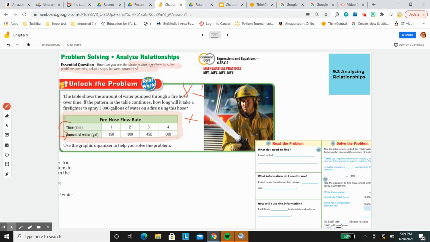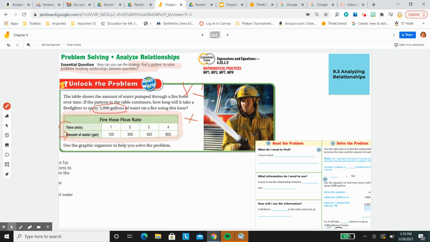So let's read the question to see what this actual question is about. It says the table shows the amount of water pumped through a fire hose over time. If the pattern in the table continues, how long will it take a firefighter to spray 3,000 gallons of water on a fire using this hose?